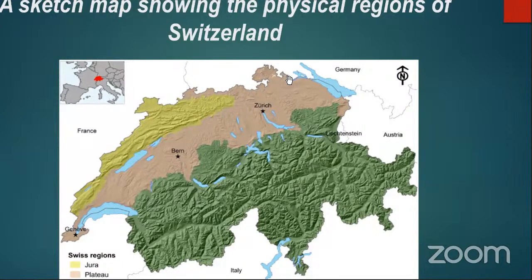The Jura is already mentioned, it is covered with yellow. The Alps. If you look at the screen, we have Jura covered with yellow. We have the plateau covered with brown color. And then now I'm asking about that green. Very good. So this part covered with green is the Alps.